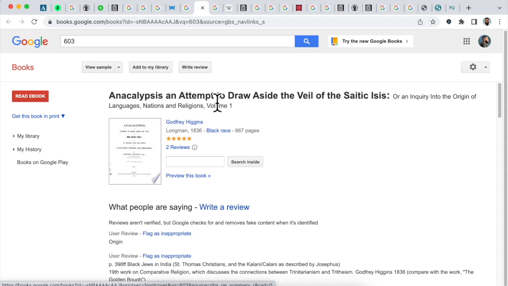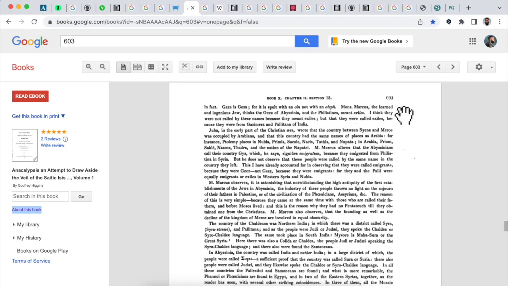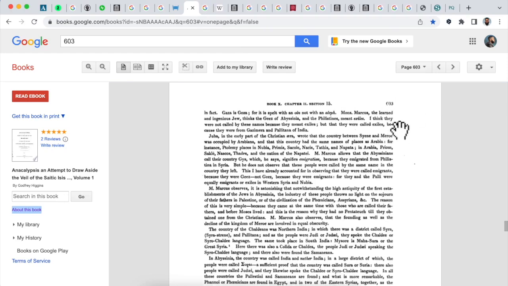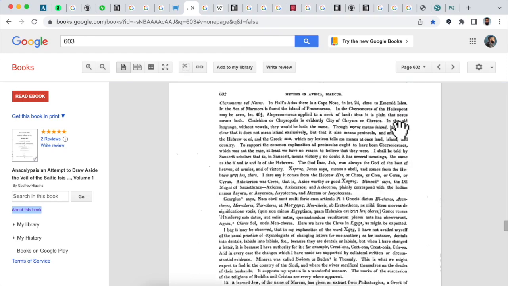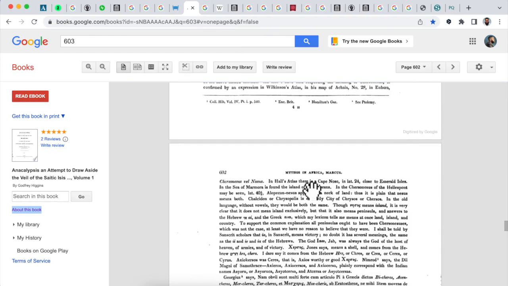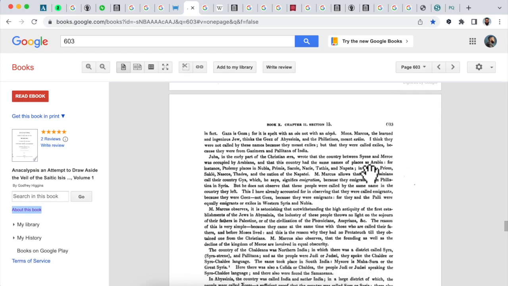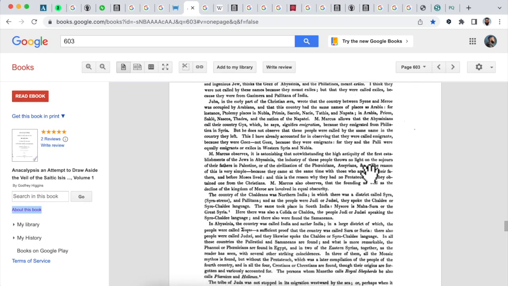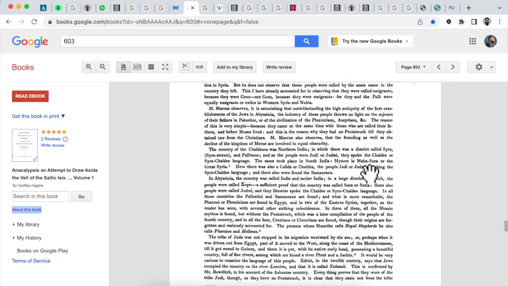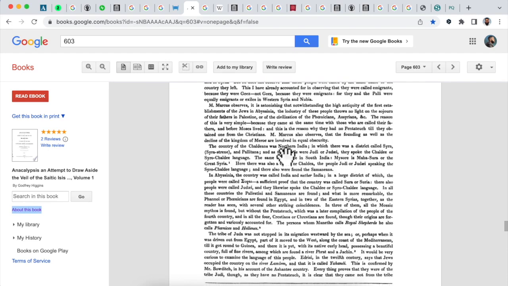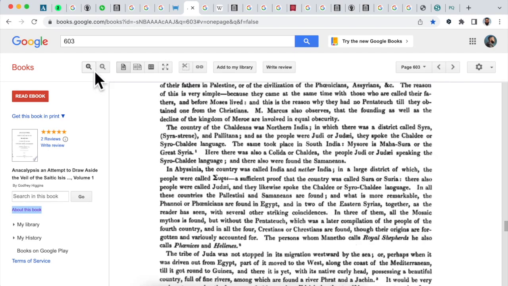But anyways, Anacalypsis, an Attempt to Draw Aside the Veil of the Saitic Isis, Volume 1 by Godfrey Higgins, published in 1836. We're going to be on page 603. I know it looks a little weird right here, but that is 603. Right here it says 602. So we're on page 603. I'm going to zoom in a second. Let me find the spot that I want to start reading at, the last paragraph.